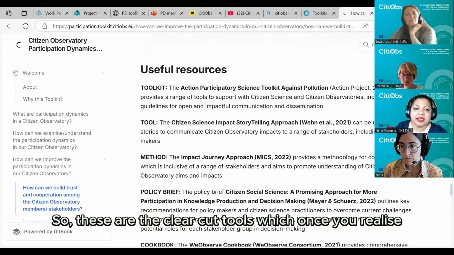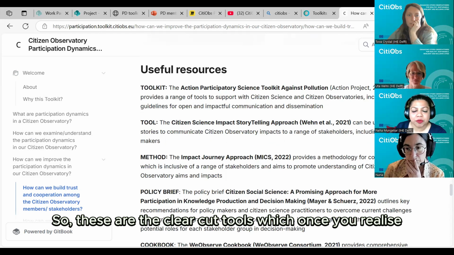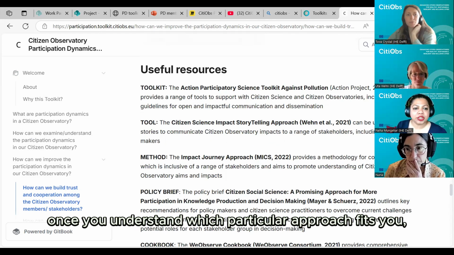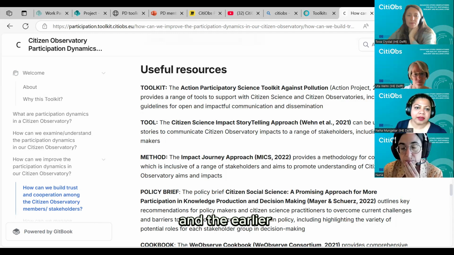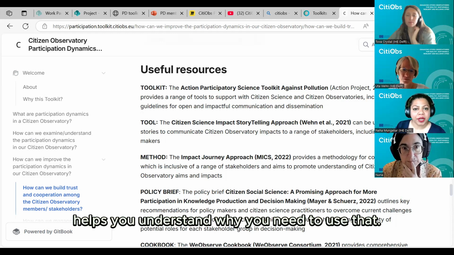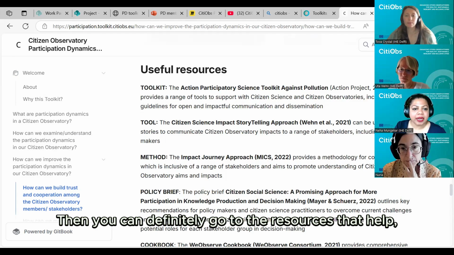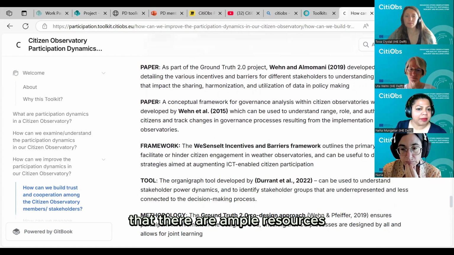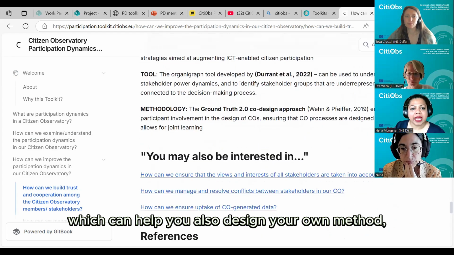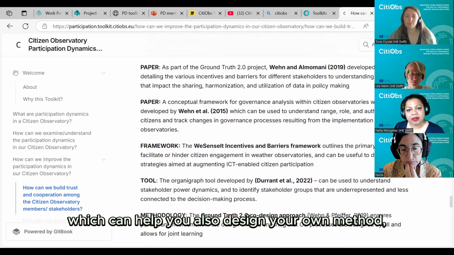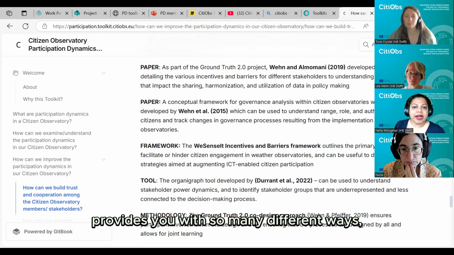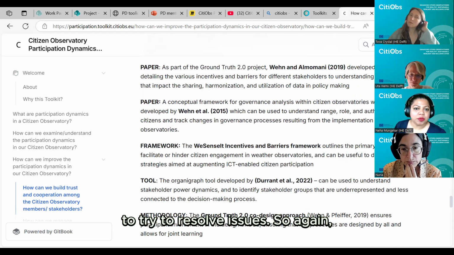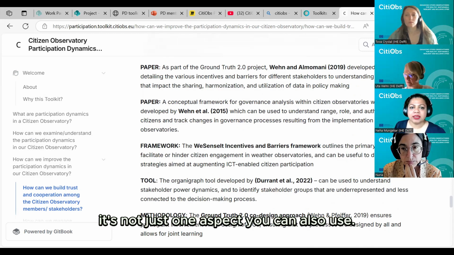Yeah, so these are the clear-cut tools. Once you understand which particular approach fits you, and the kind of issue that you want to resolve, and the earlier paragraphs help you understand why you need to use that, then you can definitely go to the resources that help. There are ample resources which can help you also design your own method, tweak your method. So this is a repository that provides you with so many different ways to try to resolve issues. So again, it's not just one aspect.